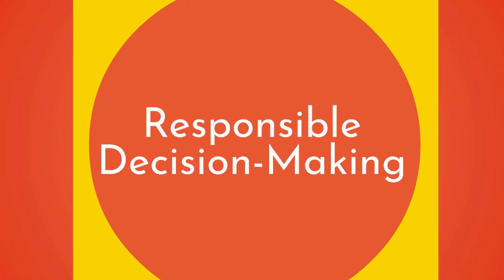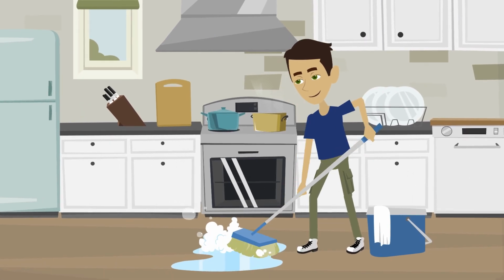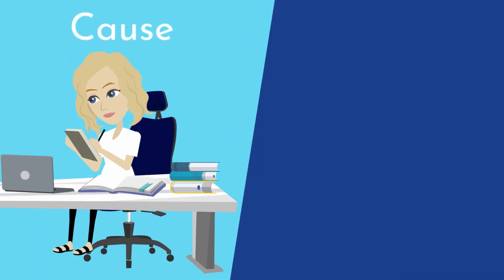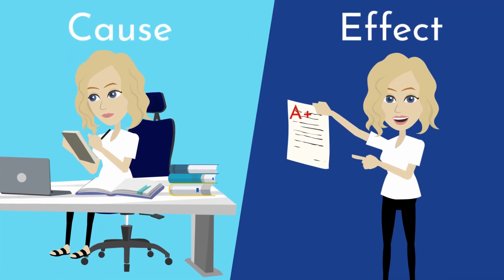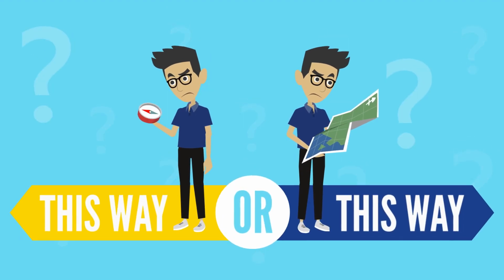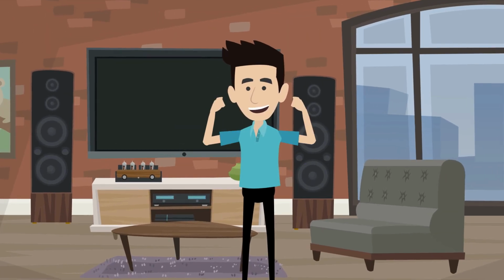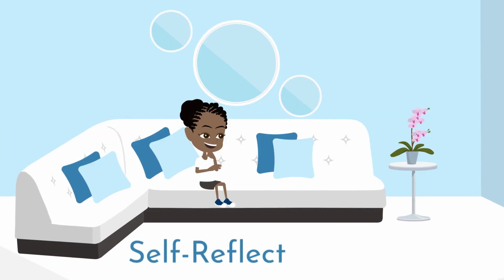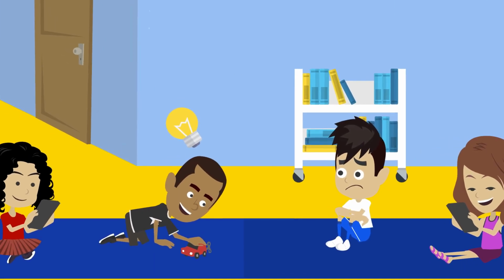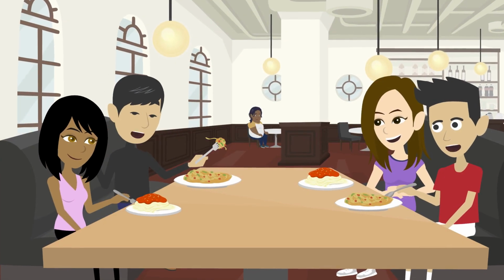5. Responsible decision making. Building responsible decision making in our students means shaping the skills that help them to learn important cause-effect relationships in the choices they make, in how they problem solve and reason life circumstances, and determine how their current choices affect their future. It's teaching them to self-reflect, self-evaluate, and use good moral reasoning when determining what to say and do and the impact it will have on others.